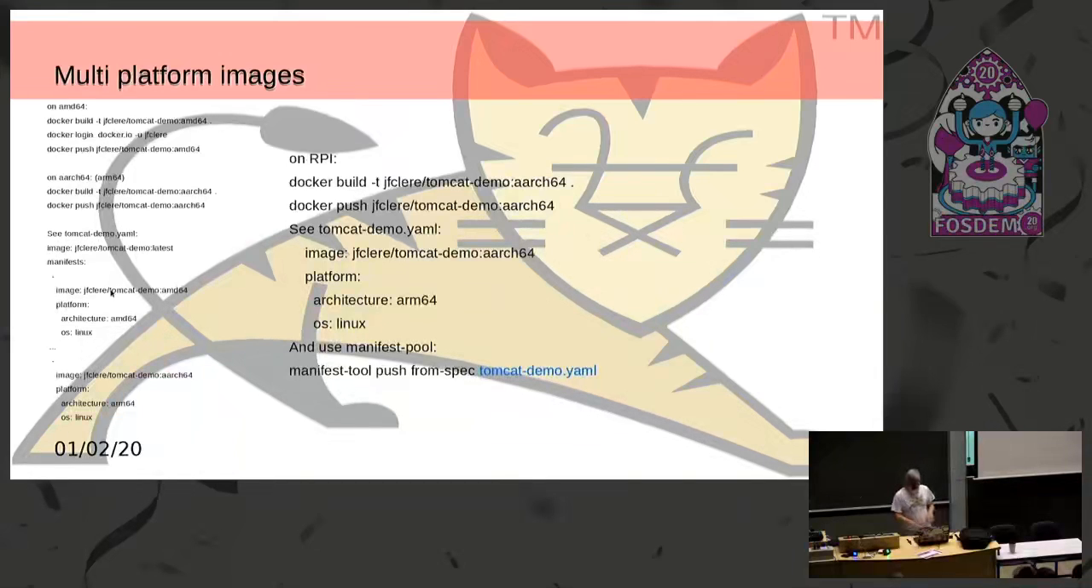So basically, it is this. I won't jump into detail. You use the Docker build. You tell it which arch you are, and then the important thing is in this file that you have done on the Tomcat demo, the YAML file.